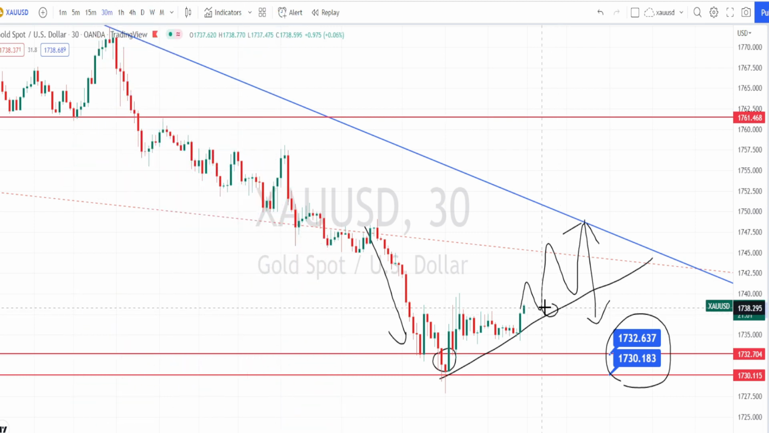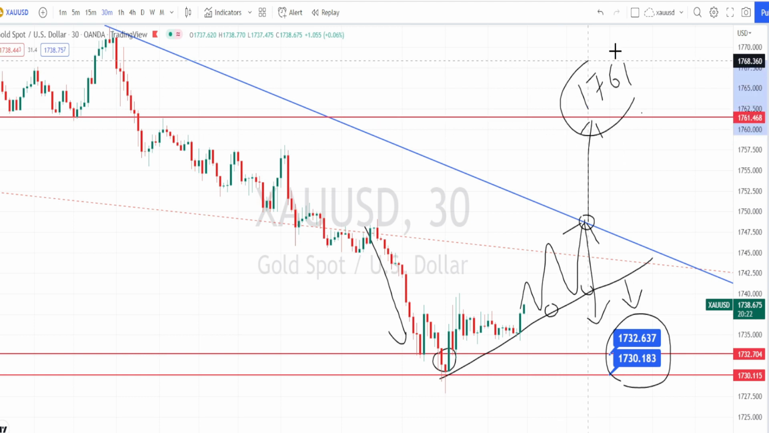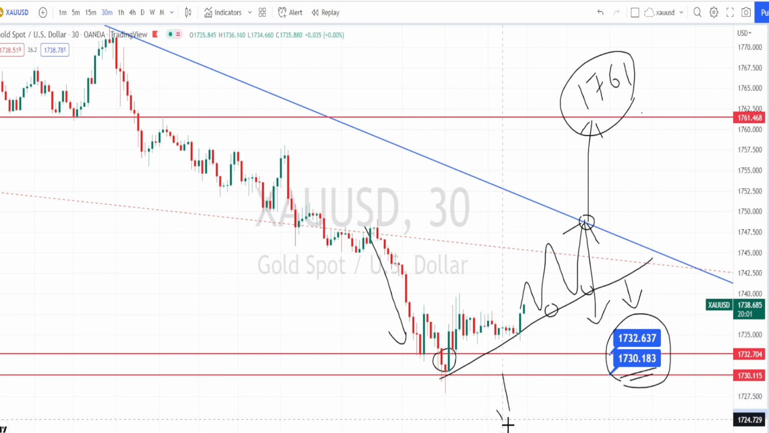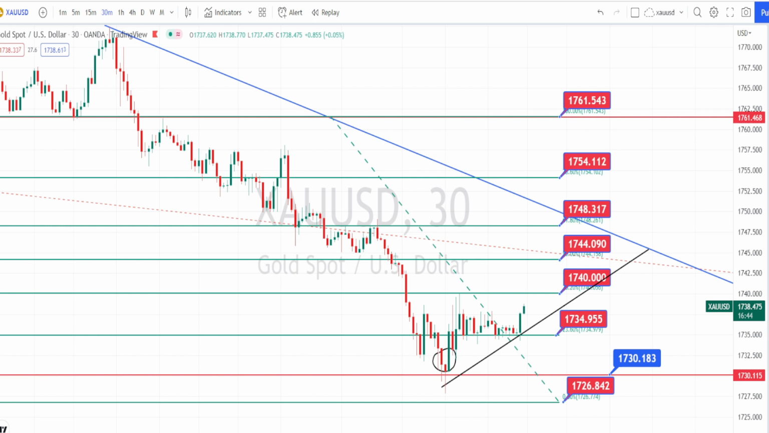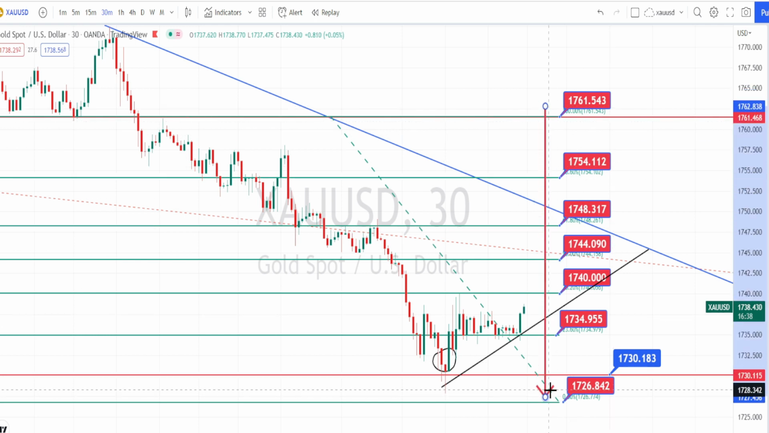Wait for the price action to break the support line in order to take trades on the bearish side in 30 minutes time frame. And if the price action breaks this resistance line, next level of resistance is going to be the higher time frame resistance level of 1761. And if the price action breaks this support area, we can expect the bearish trend to continue in 30 minutes time frame also. Let us mark the support and resistance levels for 30 minutes time frame. So these are all the resistance and support levels for 30 minutes time frame.